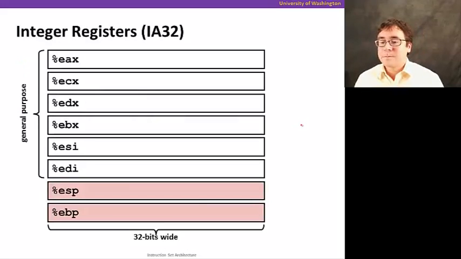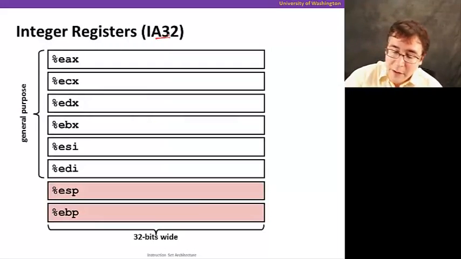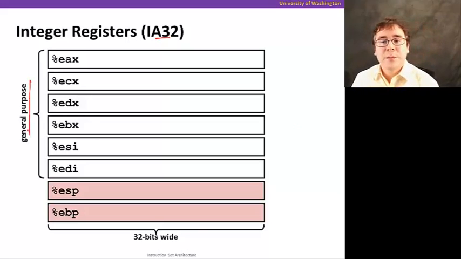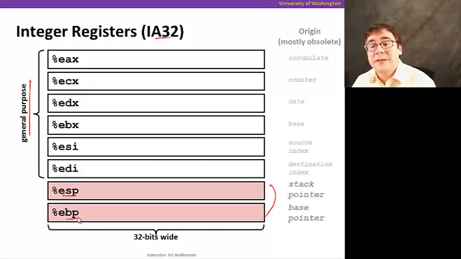So let's see why. IA32 has 8 registers. 6 of them are called general purpose, and can hold any data you want. And there are 2 special purpose registers: one that holds the pointer to the stack, and one that holds the pointer to the base of the stack.